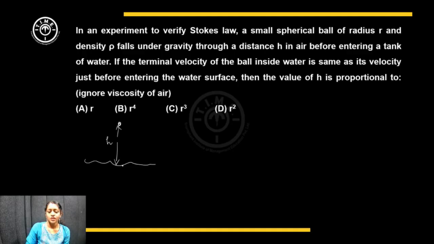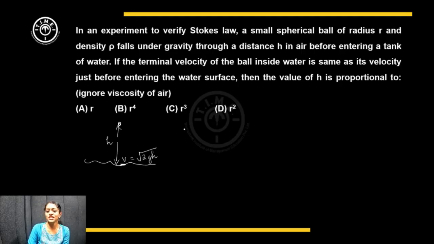So what will be the velocity of the ball when it is hitting the surface of water? Yes, of course it is square root of 2gh, isn't it? You are already familiar with this equation. It is the velocity of free fall, isn't it? Now it is given in the question that the ball continues to move with the same velocity even after getting inside water. The terminal velocity is same as the velocity root of 2gh.